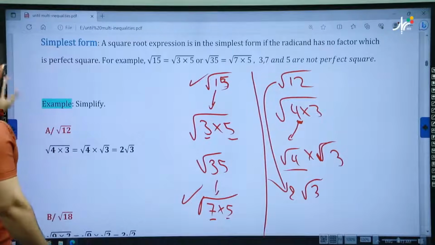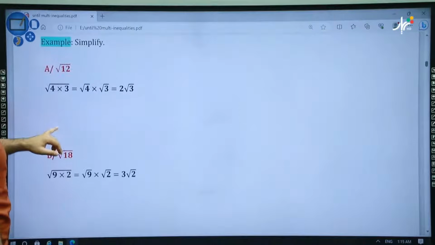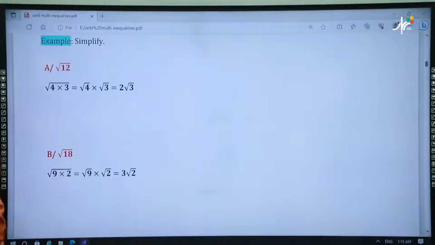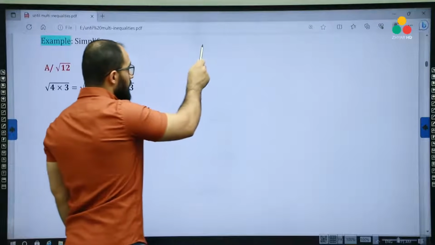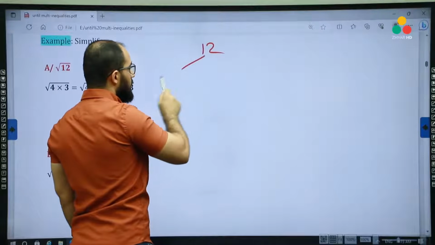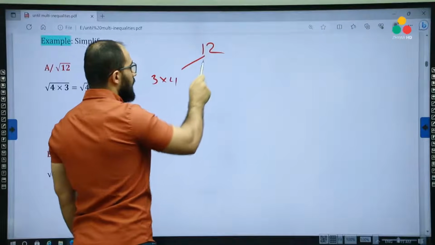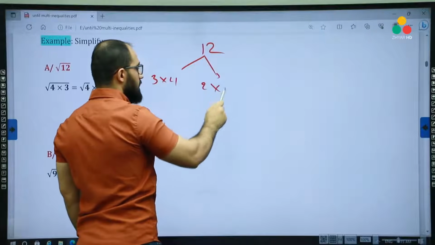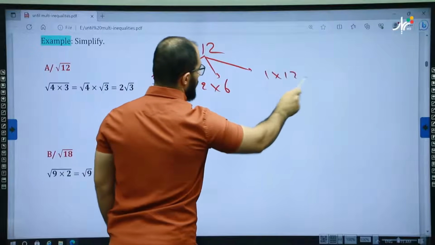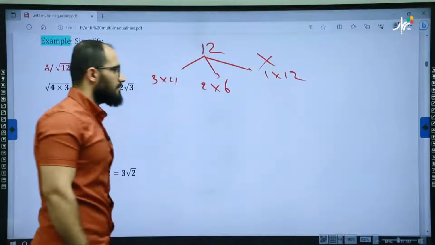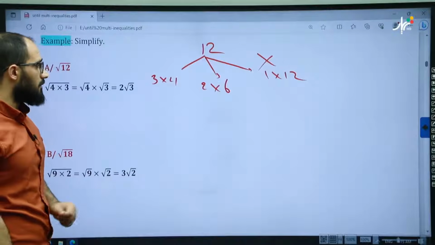Okay, let's start with the examples. It says simplify. First one, we have the square root of 12. Maybe ask that question: 12, we can write 3 times 4. We can write 2 times 6, and also we have 1 times 12, but we can ignore that because we don't need it. It's going to be the same number.